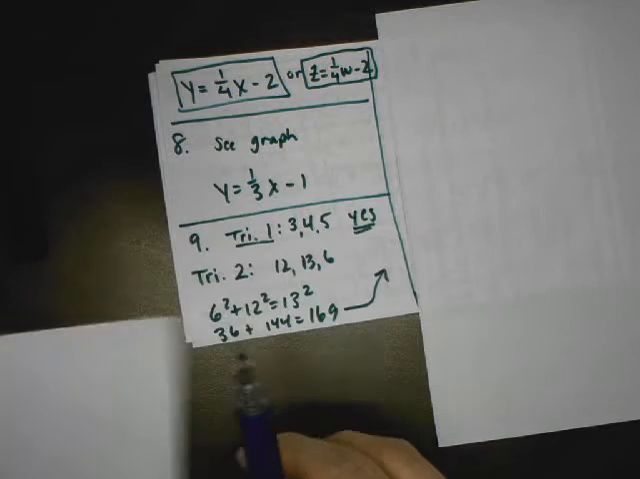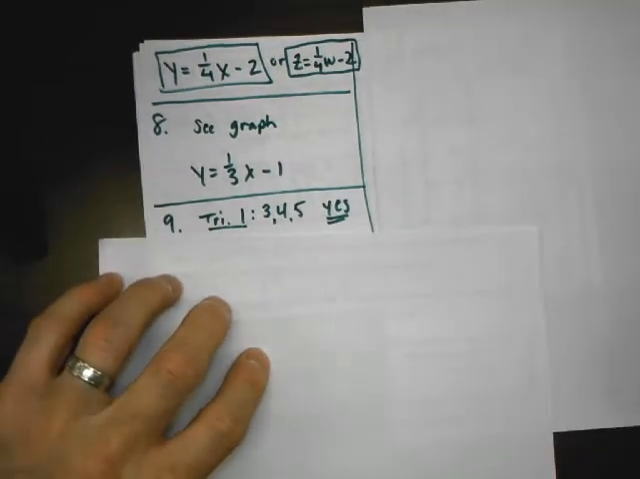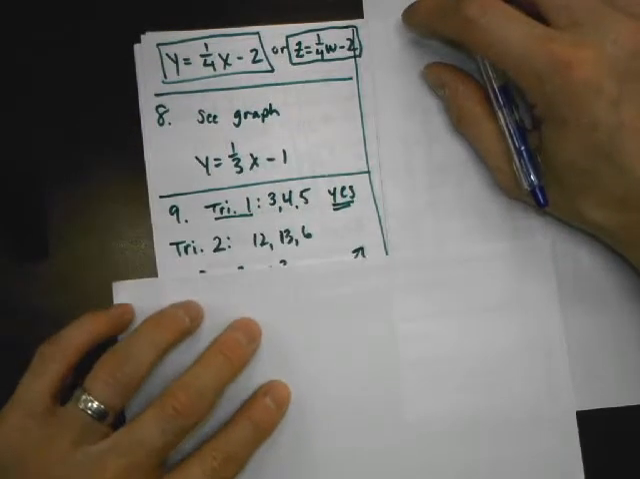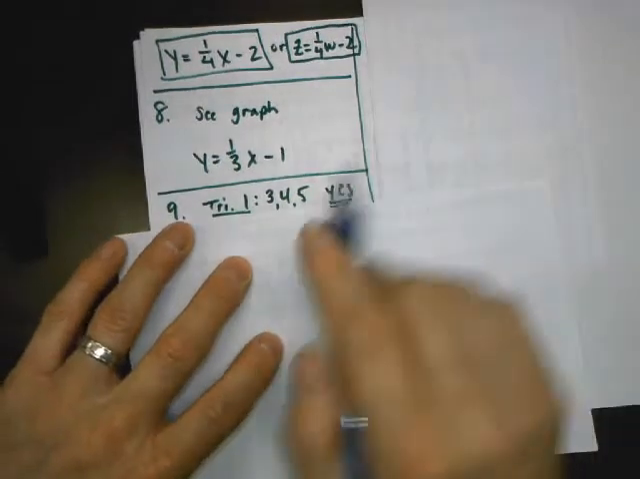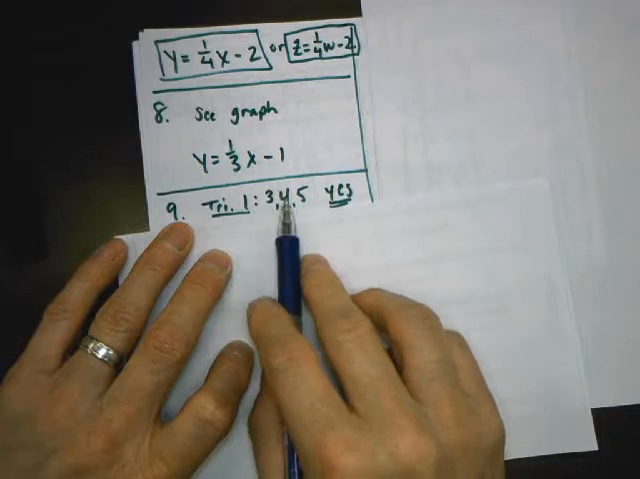Number 9, they give us 4 different triangles. We have to decide if they're right triangles. If they are right triangles, then when we plug them into the Pythagorean theorem, it will be a true equation. So remember, the biggest one has to be the c. So you would say 3 squared plus 4 squared equals 5 squared.